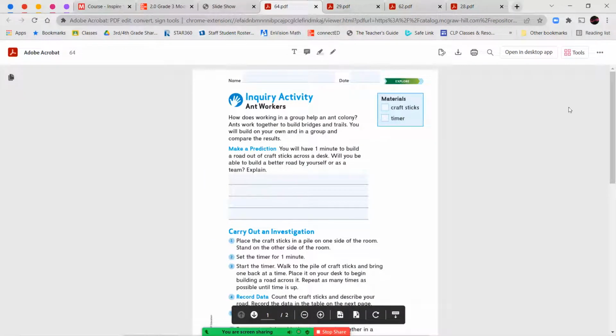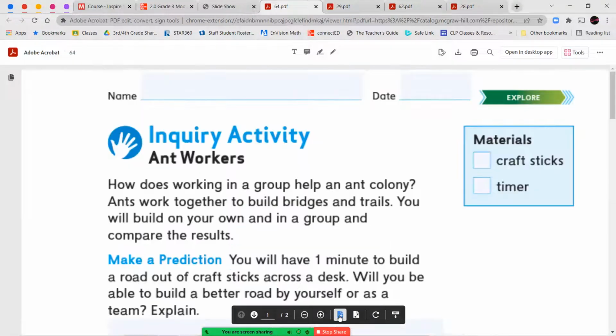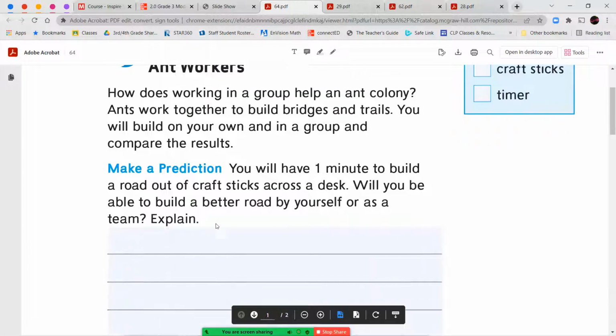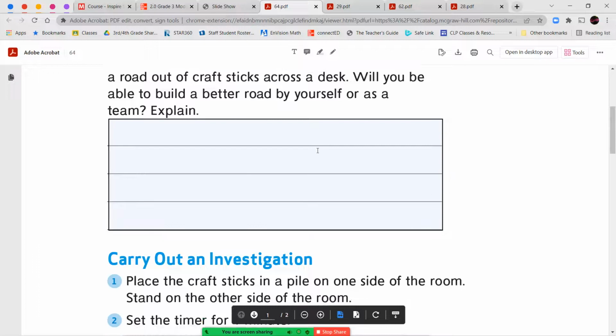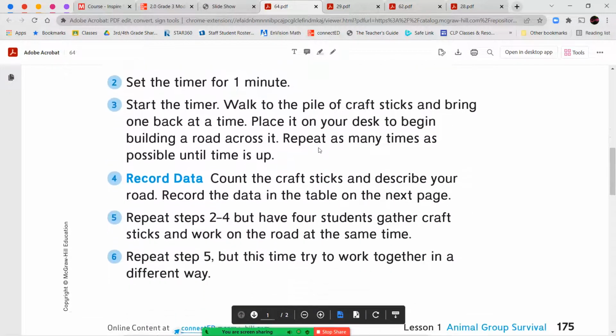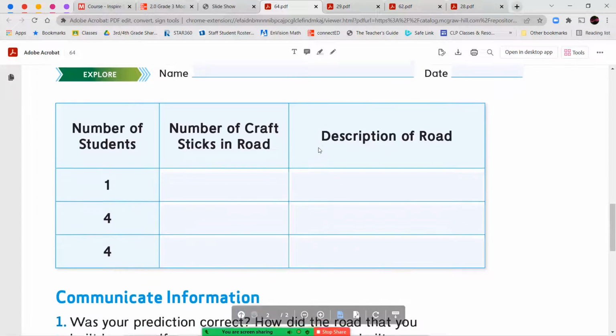Once we've completed that, we have an activity titled Ant Workers. Now for this activity, you're going to think, how does working in a group help an ant colony? Ants work together to build bridges and trails. You'll build your own, and in a group, and compare the results. You will have 1 minute to build a road out of craft sticks across a desk. Do you think you'll be able to build a better road by yourself or with a team? Go ahead and explain your answer here. Then you're going to follow the directions on the page and record your information on the following page.